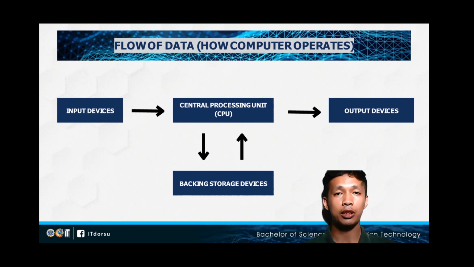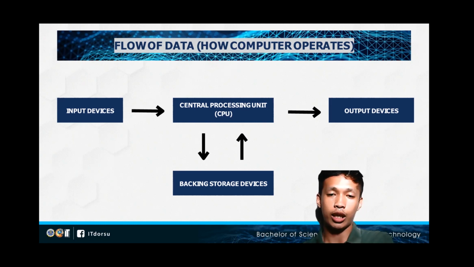So the raw data must be processed into analyzing, sorting, graphing, calculating, and etc. So after the processing unit, sir, you can see the arrow going to the output devices, and an arrow going to the backing storage devices. So this data, sir, you can either store it or send it to the output devices, sir.